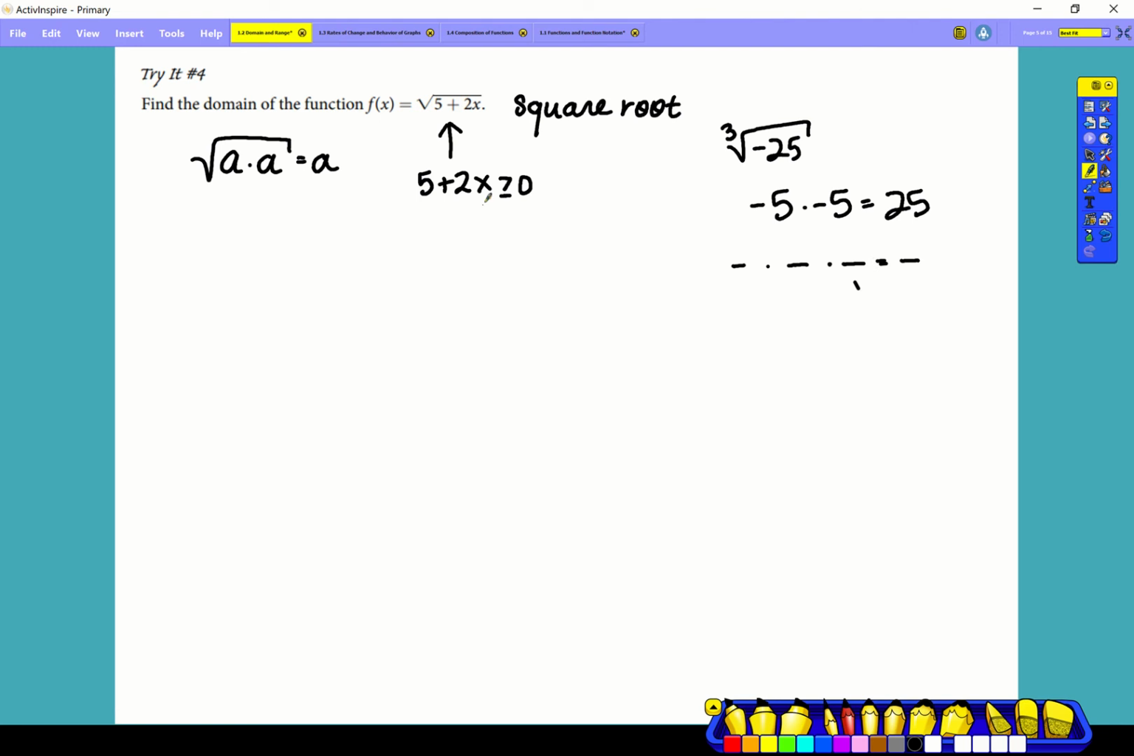So now I want somewhere where 5 plus 2x is greater than or equal to 0. So I'm going to subtract the 5 from each side. Then I'm going to divide by that 2. So that gives me x is greater than or equal to negative 5 over 2. So it's equal to, so I can use a bracket. This is the equal to one. And then it's going to be greater than that, and it gives me no upper bound. So I'll go with infinity.